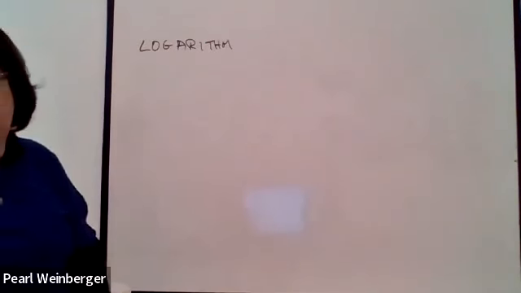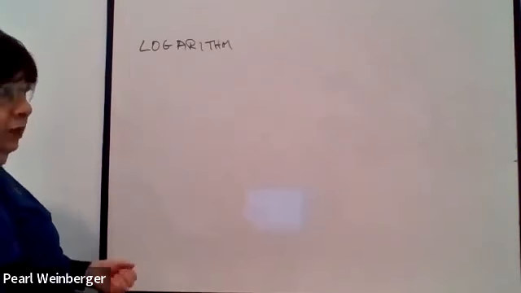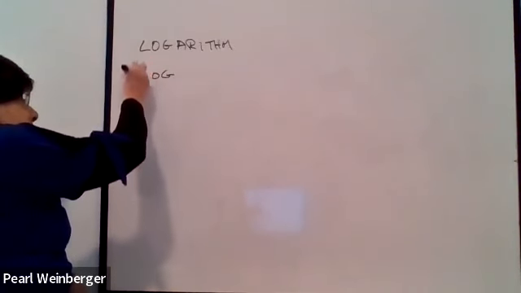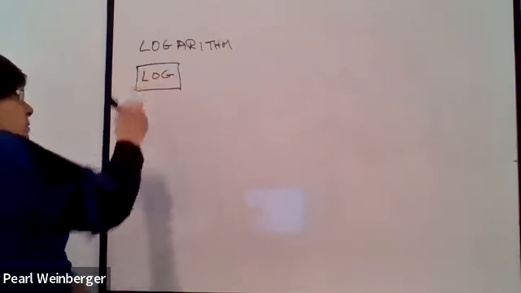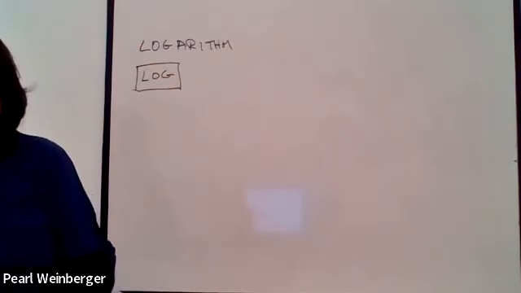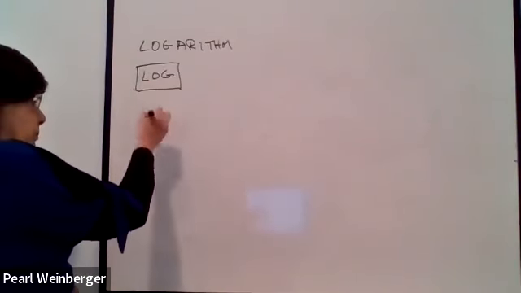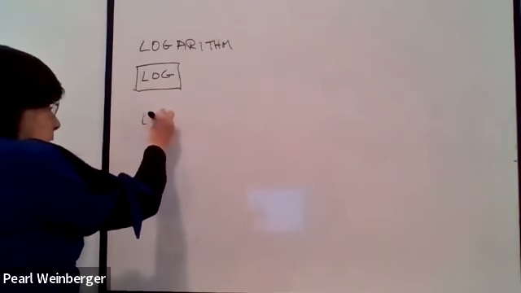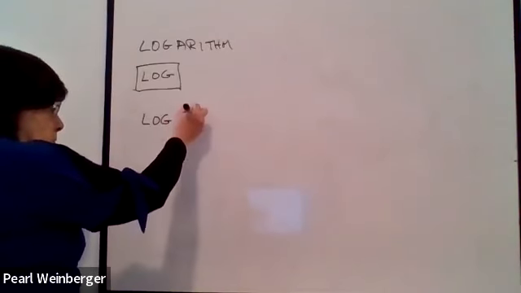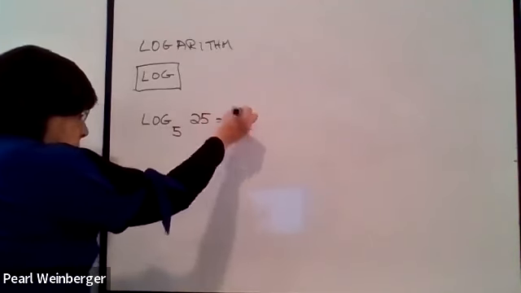Something called a logarithm. It's a strange word. You may, if you've looked at your calculator, see something that looks like this on one of the buttons. The abbreviation for the word logarithm is log. And you're going to see something that looks like this, for example: log with a subscript, the number next to it, equaling another number.